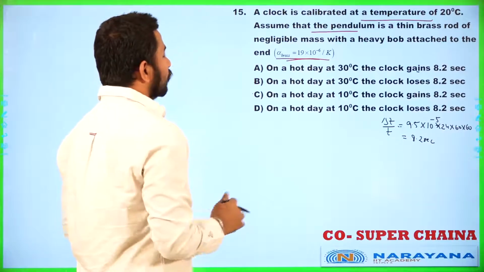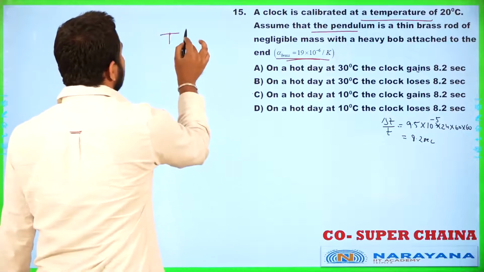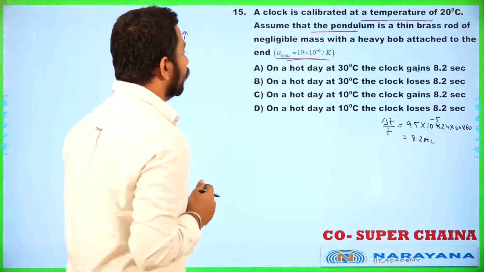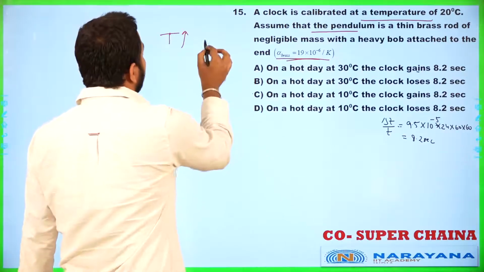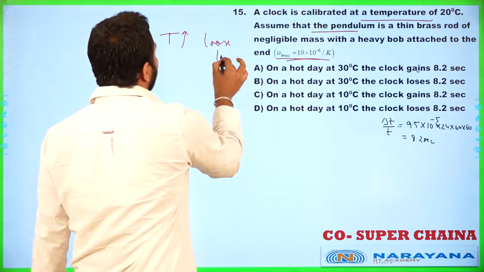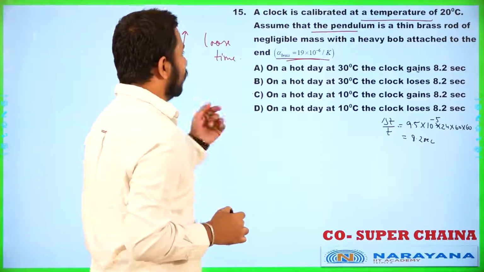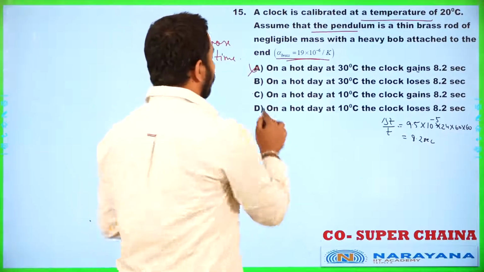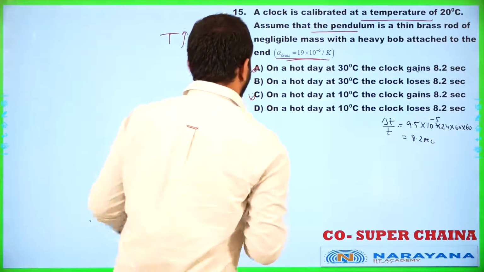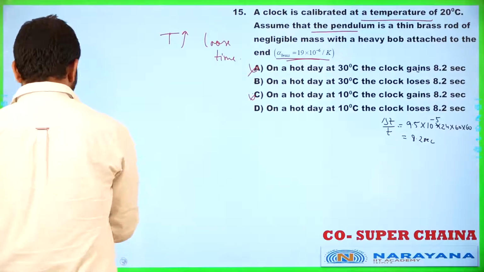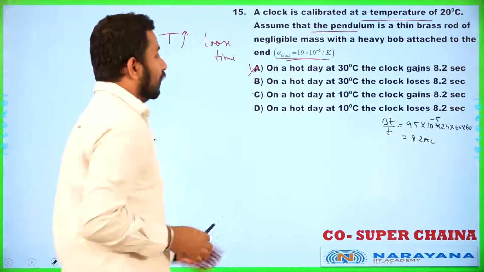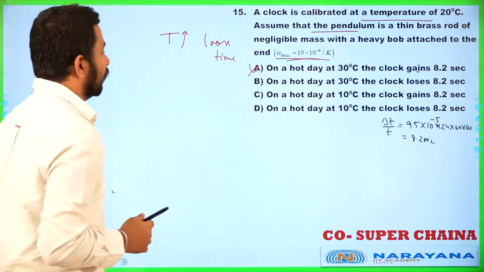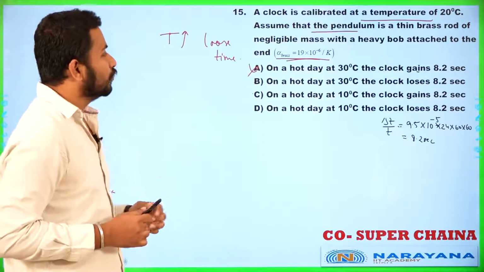On a hot day, the temperature will increase, so obviously the clock will lose time. So the first option will be correct. It can't gain time, so all the options with gaining time will be wrong. We just check that on a hot day the clock loses time.